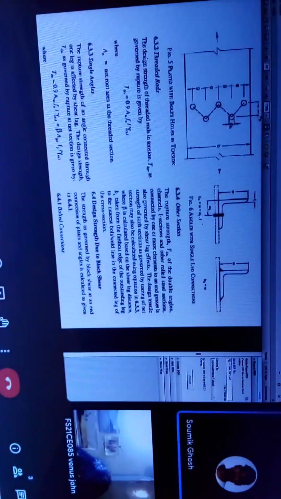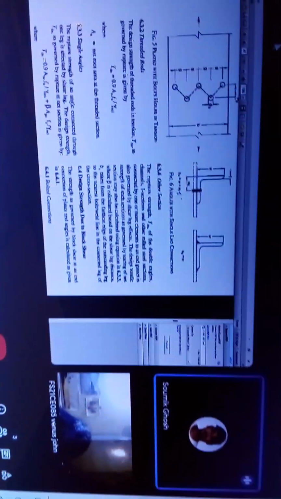And from this corner point to the bolt line, this distance is basically w1. Clear? Now w plus w1 minus t. T is nothing but the thickness of your angle section. So if you know these three values, then you can calculate this bs value.